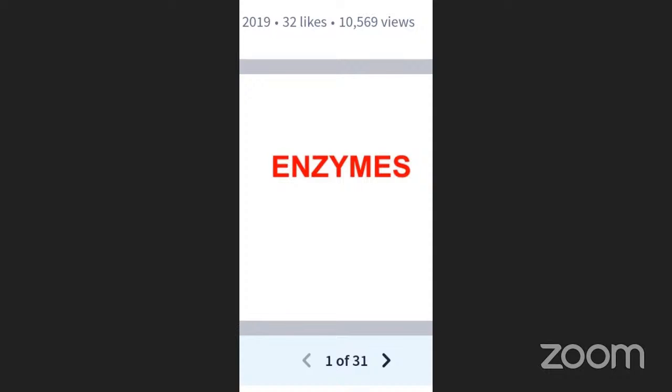Reversibility. Most enzyme-catalyzed reactions are reversible reactions. Enzymes are very sensitive to heat and temperature. The pH requirement is essential. Some enzymes are active in acidic conditions, some are active in alkaline conditions, and some others in neutral conditions.